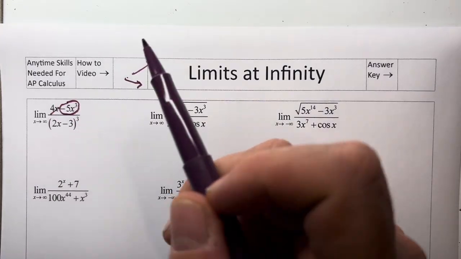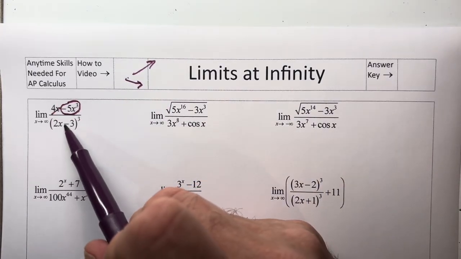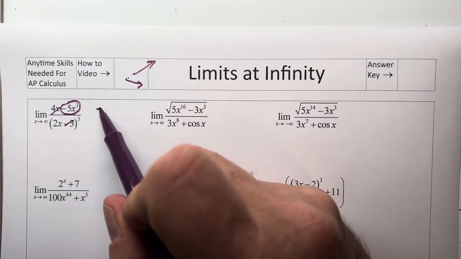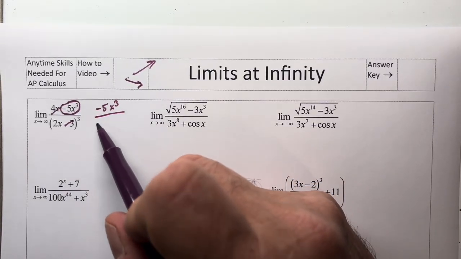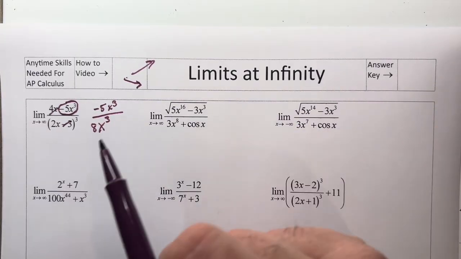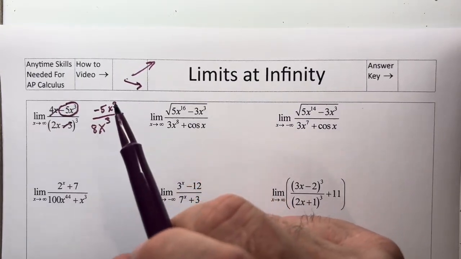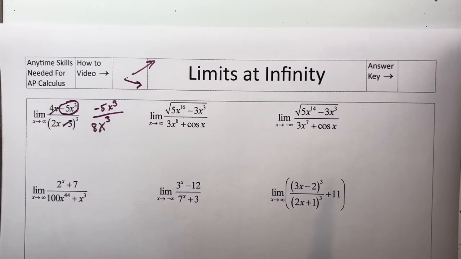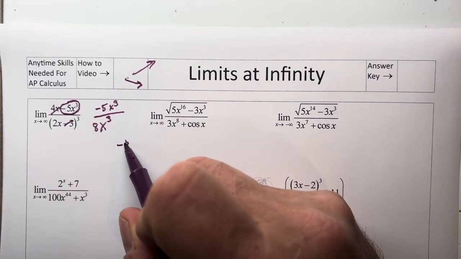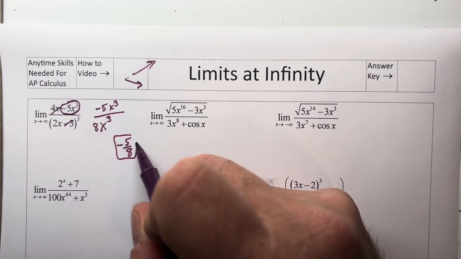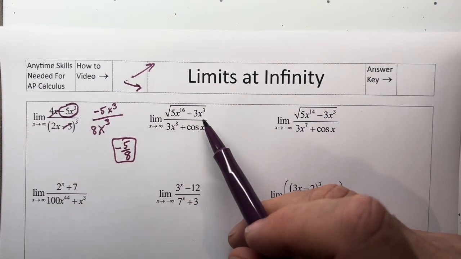Okay. So for example, in this first problem, when we're at infinity, you only care about that term. 4x is insignificant. The minus 3 is insignificant. So what this really turns out to be is negative 5x cubed over 8x cubed. That's going to control what the value of this function is. And if the x cubes cancel out, we get negative 5/8.